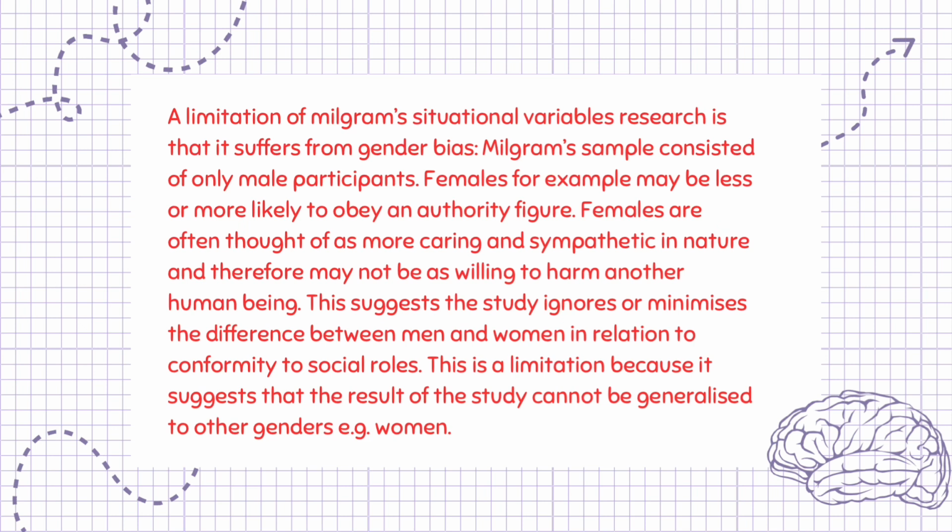A limitation of Milgram's situational variables research is that it suffers from gender bias. Milgram's sample consisted of only male participants. Females, for example, may be less or more likely to obey an authority figure. Females are often thought of as more caring and sympathetic in nature and therefore may not be as willing to harm another human being. This suggests the study ignores or minimizes the difference between men and women in relation to conformity to social roles. This is a limitation because it suggests that the results of the study cannot be generalized to other genders, e.g. women.